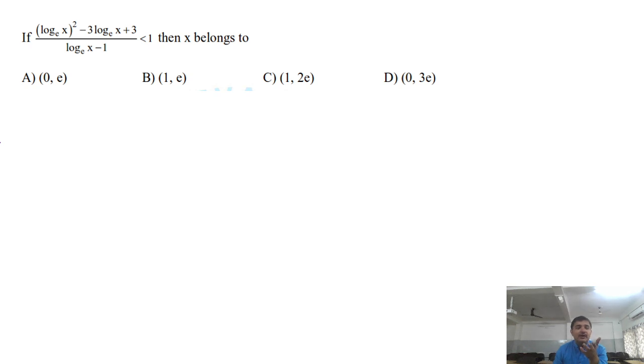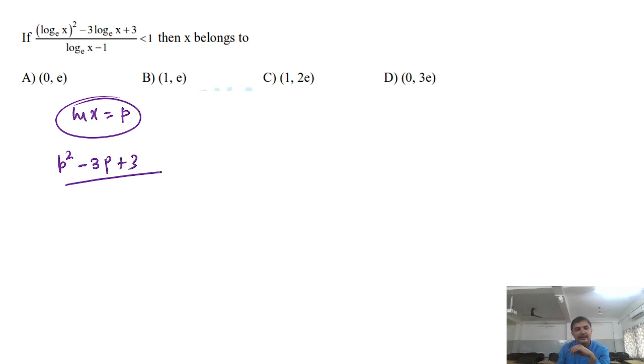inequalities using the wavy curve method, in which we have polynomial by polynomial. But here we have a logarithmic function. Okay, what I'm doing is one thing. This ln x, I'm assuming it as p. So what I'll be getting is (p² − 3p + 3)/(p − 1) less than 1. Okay, this 1 I'm taking on the other side.